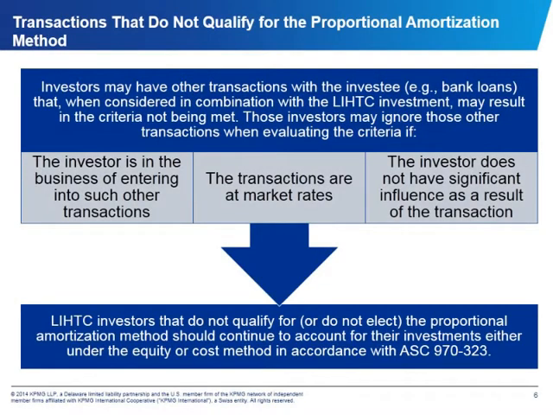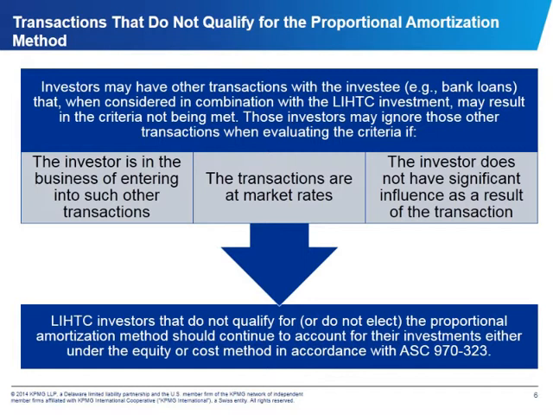The EITF reached a consensus that certain transactions that the investor might have with the investment should not preclude the investor from applying the proportional amortization method. If the investor is in the business of entering into these types of transactions, the transactions are at market rates, and the investor does not have significant influence as a result of the transaction, the investor can disregard the transaction when evaluating whether the investment met the criteria under ASU 2014-01.